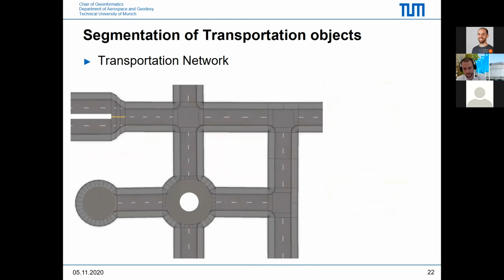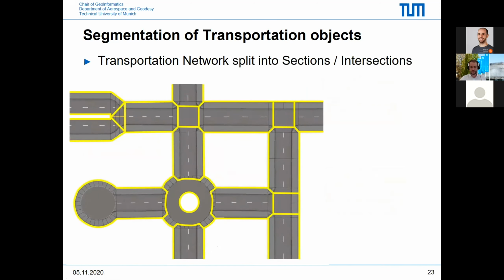So let's have a look at a very basic and simple transportation network. Transportation networks do have the disadvantage when you want to model them that they are quite large and extend through a whole city, for example. And we wanted to find a concept for segmenting this network into smaller parts and smaller objects. And one of the new segmentation concepts we introduced is the introduction of sections and intersections.